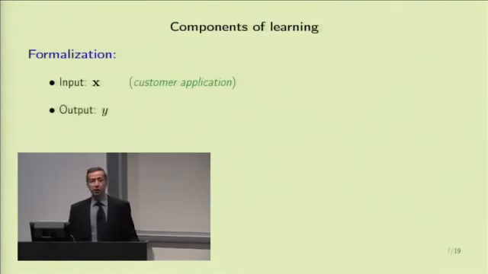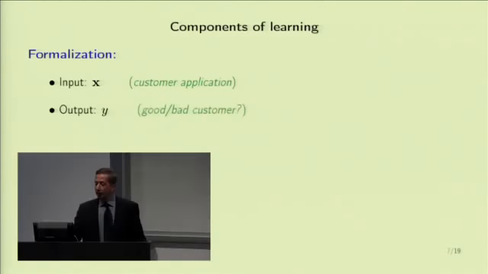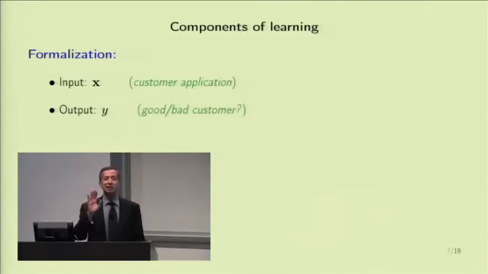Then we get the output Y. The output Y is simply the decision, either to extend credit or not to extend credit. It's +1 and -1. Okay? And being a good or bad customer, that is from the bank's point of view.